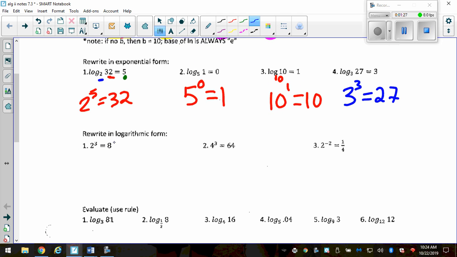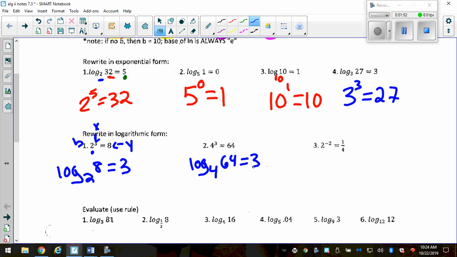Now we're going to write it back in the other form. So we have it exponential, and now we want to write it with the logs. So again, the 2 is your b, this right here is your x, and that's your y. So plugging it into your formula, we say log base 2 of 8 equals 3. Number 2 would be log base 4 of 64 equals 3. You go ahead and try number 3, and we get log base 2 of 1/4 equals -2.